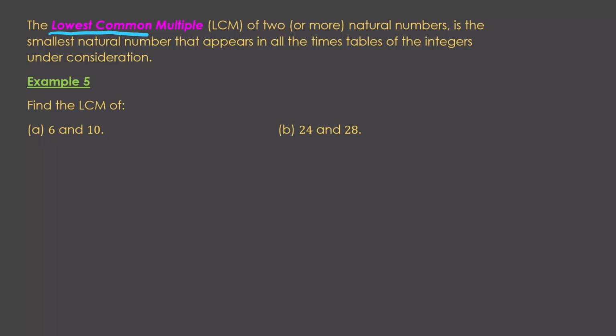The lowest common multiple of two or more natural numbers is the smallest natural number that appears in all the times tables of the integers under consideration.